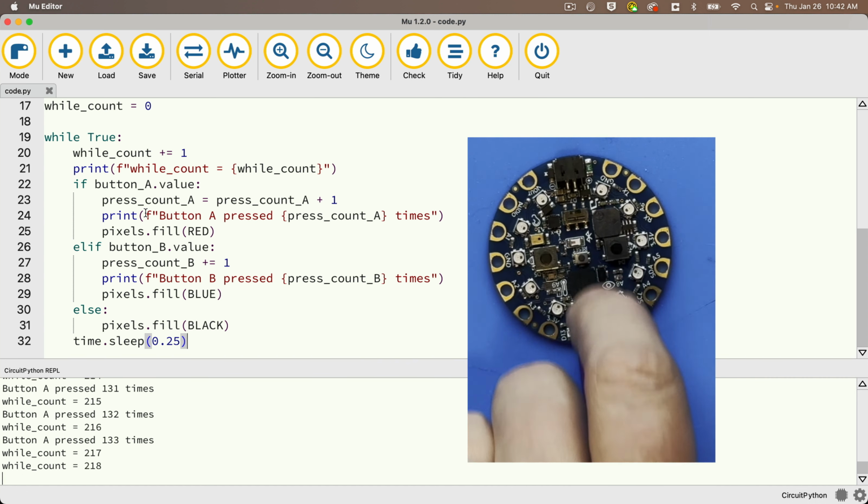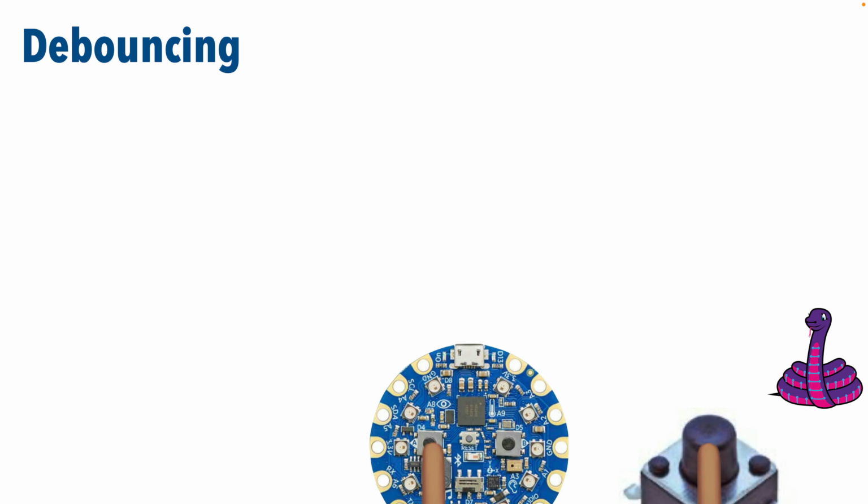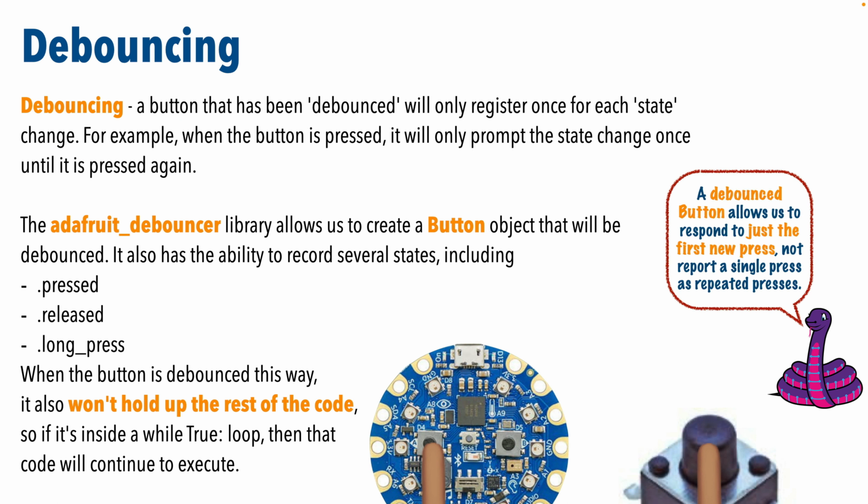Now to do this, to get a button to register just once for a press, not multiple times when it's held down, we're going to use a technique referred to as debouncing. And there are a few ways to accomplish debouncing. I'm going to demonstrate a method using Adafruit's debouncer library that'll register the press only once, so we'll get an accurate count, but it won't hold up the rest of the code.